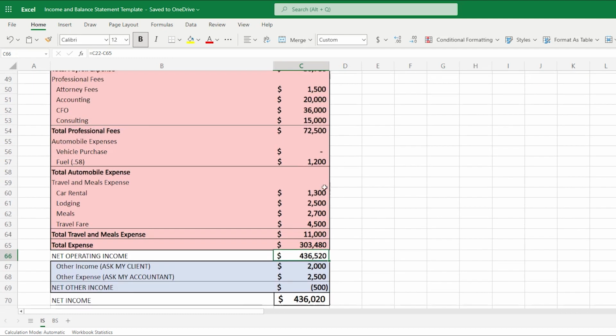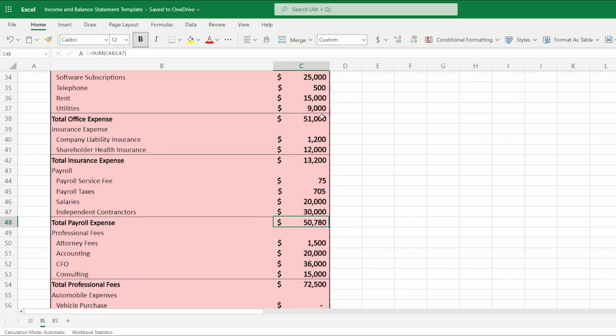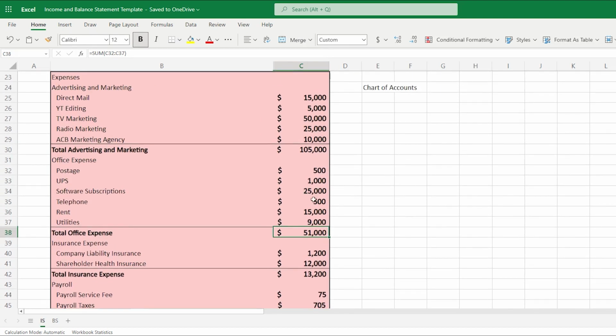Now, once we start to evaluate this profit and loss, it's a lot easier to start going to these total sections, right? But this allows us to say, all right, for travel and meals, I spent $11,000. Automobile, only $1,200, $72,000, $50,000 in salaries, $13,000, $51,000 in office expense, $105 in advertising and marketing. Now we know where our money's going.